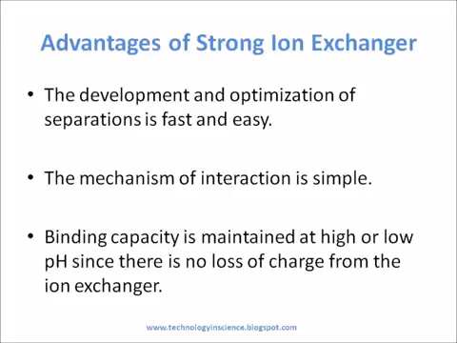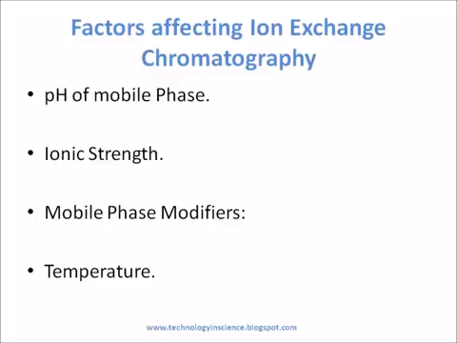Most proteins can be separated on either strong or weak ion exchangers. If strong ion exchangers do not give the required results, try a weak exchanger. These offer a different selectivity to strong exchangers, but their exchange capacity changes with pH.